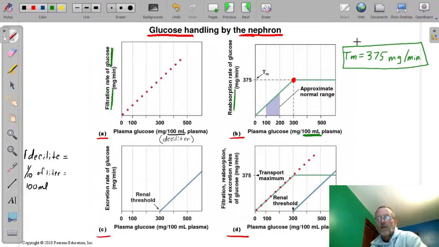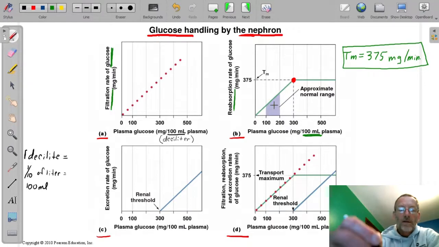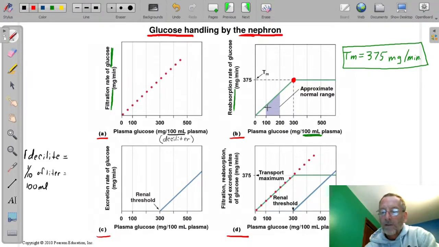And it also marks out the normal range for glucose. So this is normal plasma glucose concentration between 100 and 200 milligrams per deciliter. So this is the normal range. And as long as our blood plasma level stays within that range, we should be able to reabsorb 100% of it, because the little transporters in the PCT have not hit their maximum. They can handle 200 milligrams per deciliter, which is here. So we reabsorb it all.